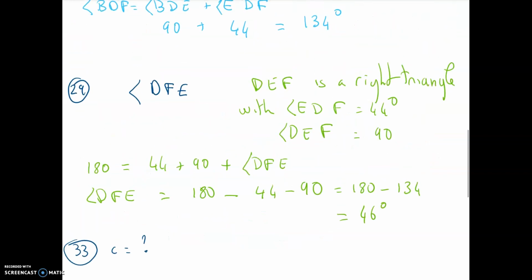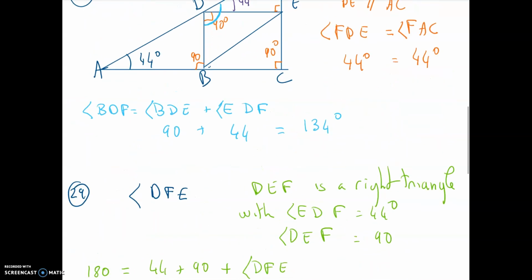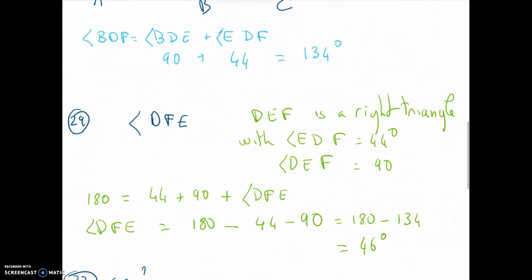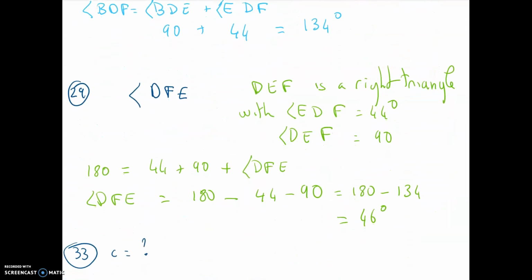All right, so on the problem number 29, the question was to find the angle DFE on this figure that I draw just right here. And the angle DFE, first of all, the triangle DEF is a right triangle with an angle EDF equal 44 degrees and an angle DEF equal 90 degrees. So I know that in a right triangle, the sum of the three angles is equal to 180 degrees.